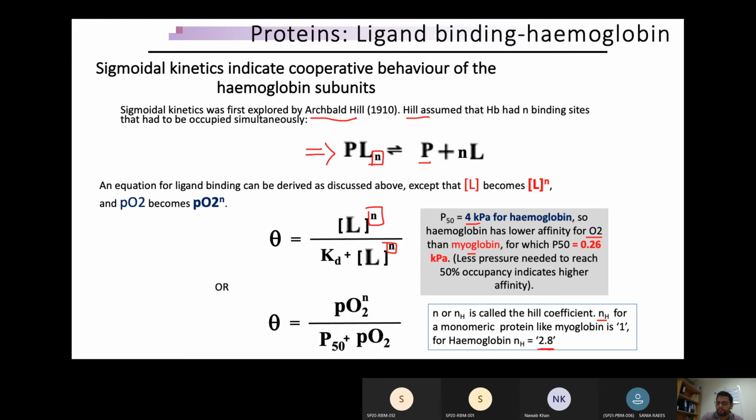मायोग्लोबिन का P50 प्रेशर 0.26 है. इसका मतलब है कि बहुत थोड़े ऑक्सीजन प्रेशर के ऊपर भी मायोग्लोबिन सैचुरेट हो जाएगी. इसका 50% ऑफ द मायोग्लोबिन विल बी सैचुरेटेड एट 0.25 किलो पास्कल, whereas for the whole of the protein hemoglobin to reach the P50 pressure it requires 4 kilopascal, which is simply different.